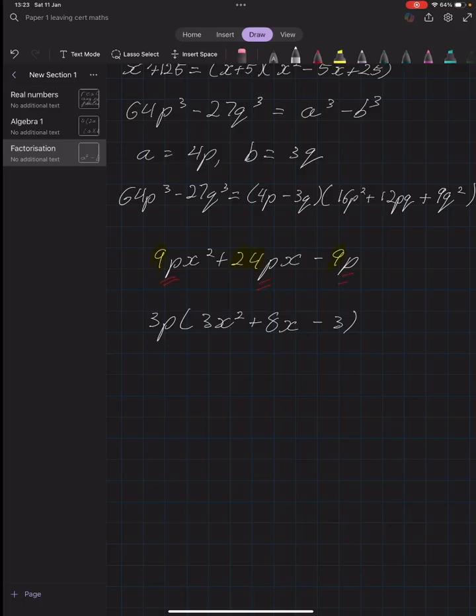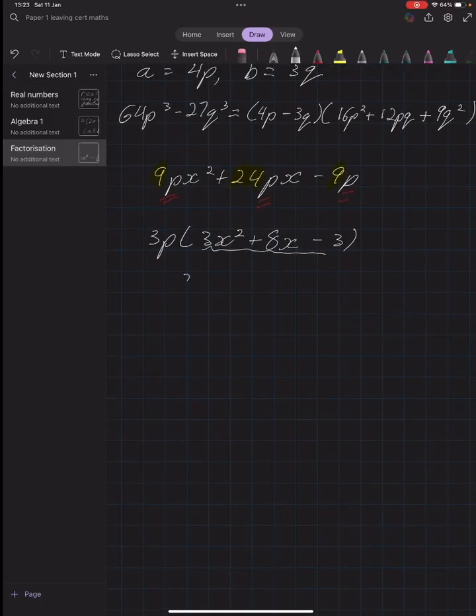Okay. And now I want to factorize this. This factorized is going to be 3x squared plus 8x minus 3. Again, the factors of minus 3 are just 1 and 3. And the factors of 3 are just 1 and 3. So this is going to be 3x and x.